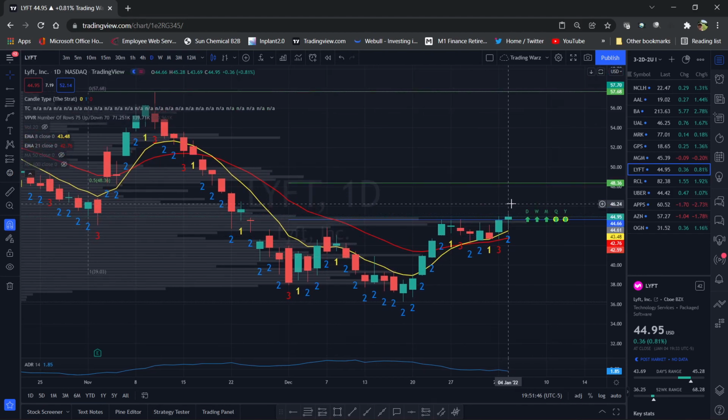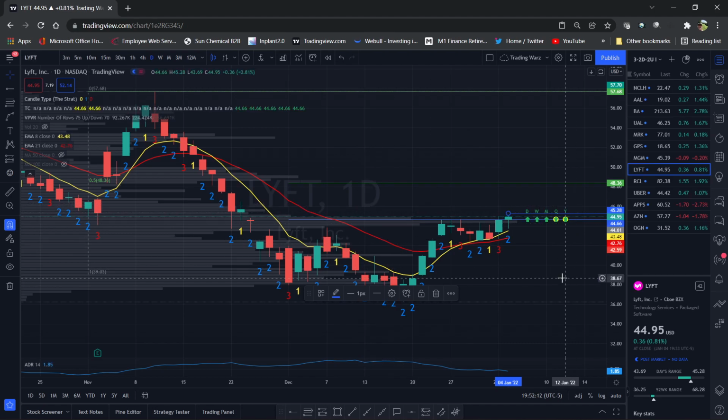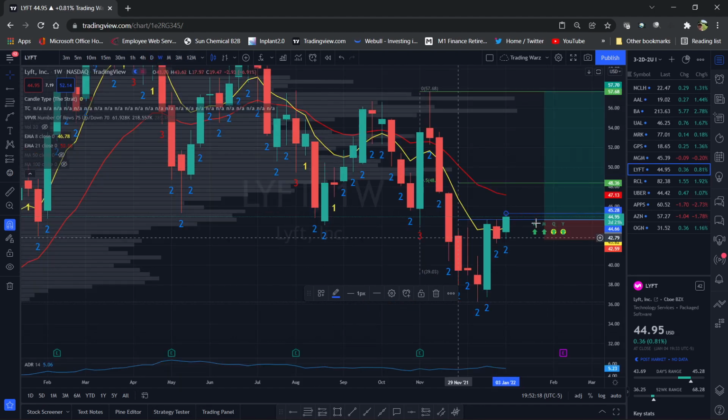Really, if it can get above that high of yesterday, not much resistance on the daily. Nice little opening here on the volume. Don't see any resistance till it gets to that first target. So if you wanted to swing it, it looks good. Looks good on the daily. It's good on the weekly too. So like I say, you won't see any resistance probably till it gets to around that 21 EMA.